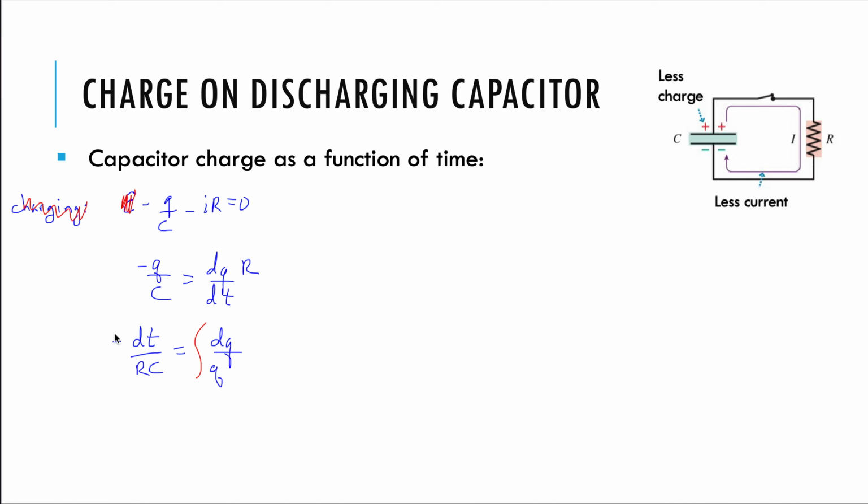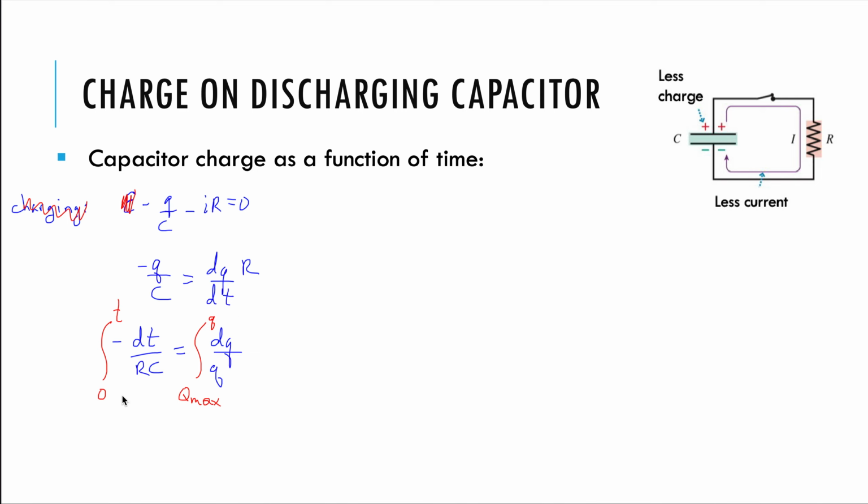And this is where we have to be careful with our limits of integration. We can't just say 0 to t, and 0 to q, because we have to think about what is the charge at time equal to 0, what is the charge at time equal to t. So at time equal to 0, the charge is not 0 since we're fully charged at time equal to 0. Time 0 is the instant we close that switch. So we actually have Q max to begin with, and then at time t, that's where the charge on the capacitor goes down to Q, whatever that number is.